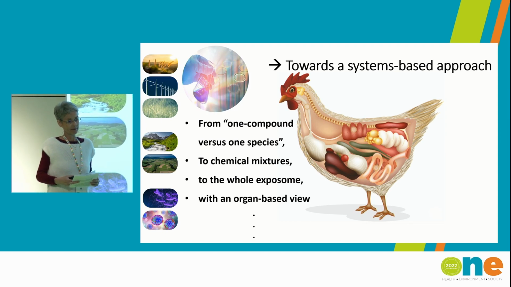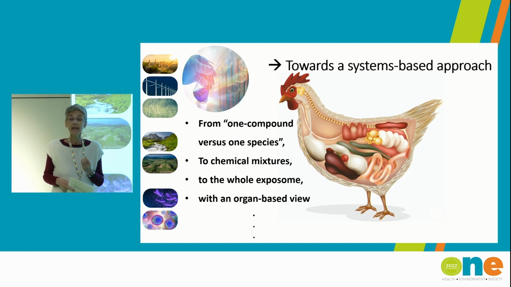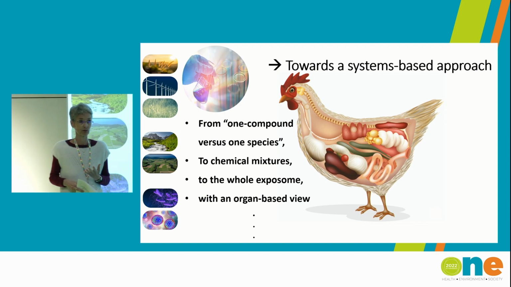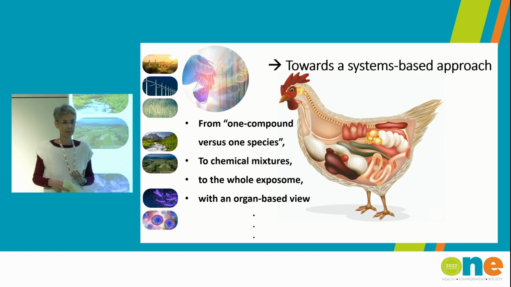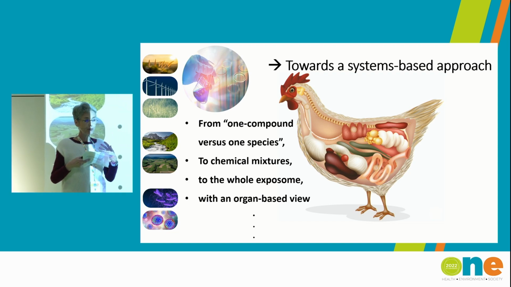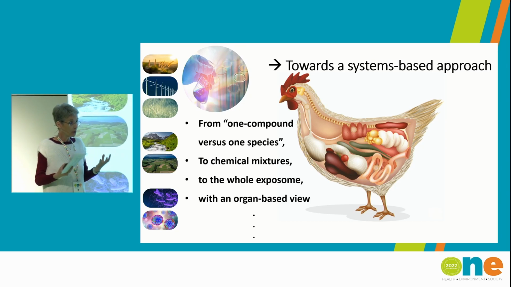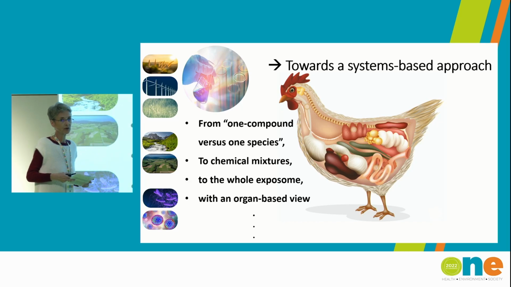Moreover, it is important to have in mind that organisms are not only exposed to chemicals, but also to multiple environmental stressors, such as climate change, or pathogens, or habitat loss. So to go forward from the current risk assessment, it is finally important to consider the whole exposome of organisms together with an organ-based view for the development of new models. This means to move towards a systems-based approach.